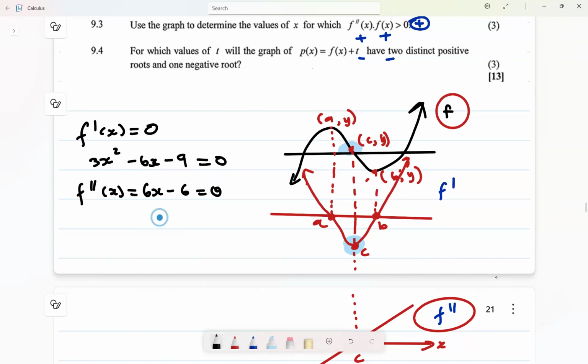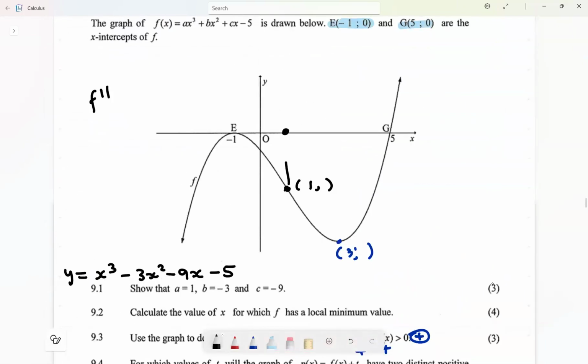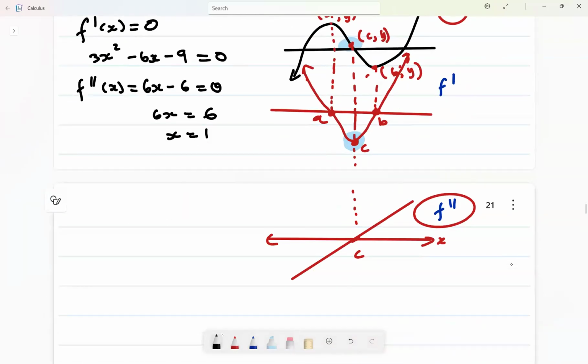It's going to be 6x is equal to 6, and then x is equal to 1. Can you see I was honest? Can you see I was telling the truth here? It is 1, the x-intercept of the straight line. But now what about the y? I take the x and then I put it to where?